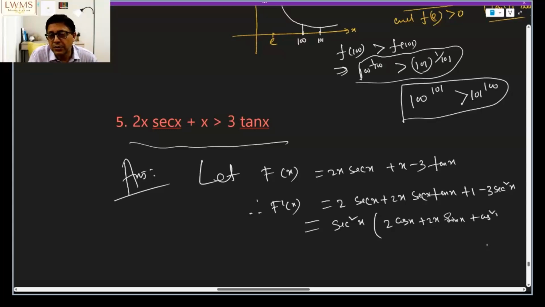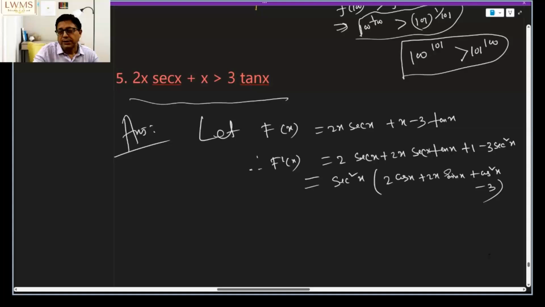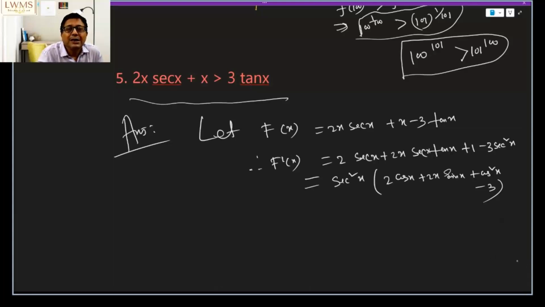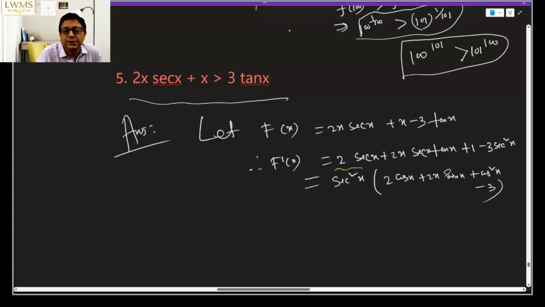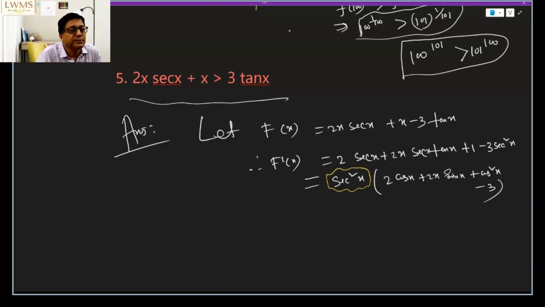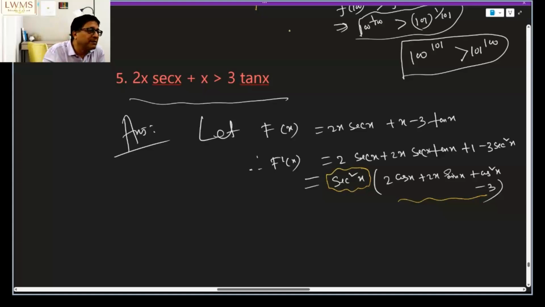This one cos square x. This one minus 3. What is the advantage? There is the advantage, we got a constant term. I don't have to think about this term. This is always positive. My concern is this. If this is positive, then everything is positive. But I am unable to decide over there whether it is positive or negative.